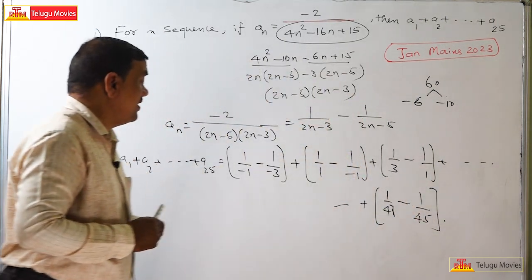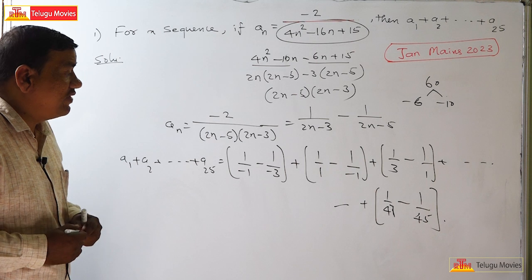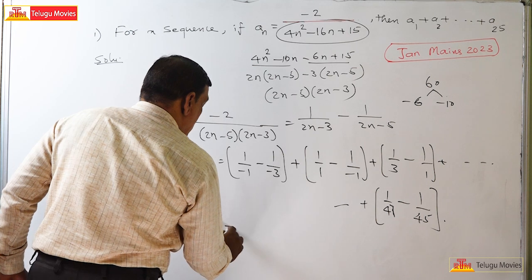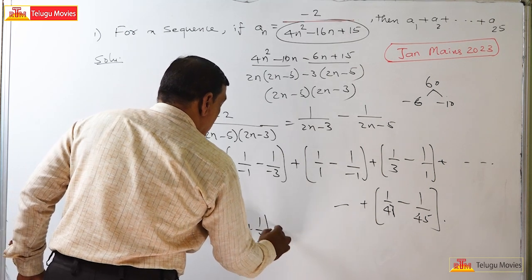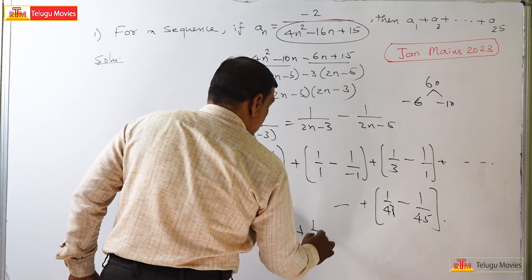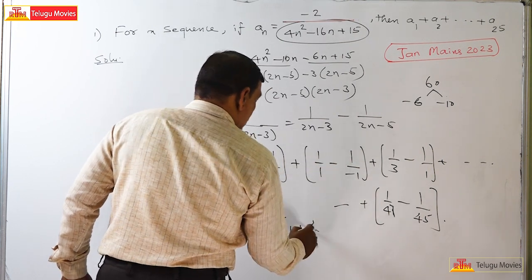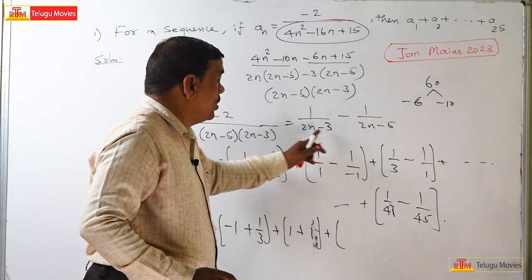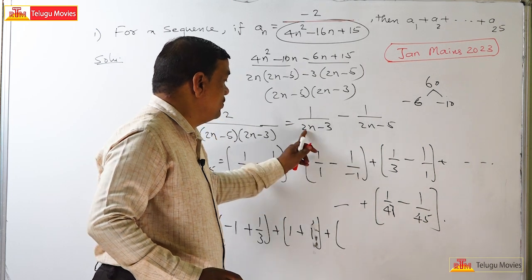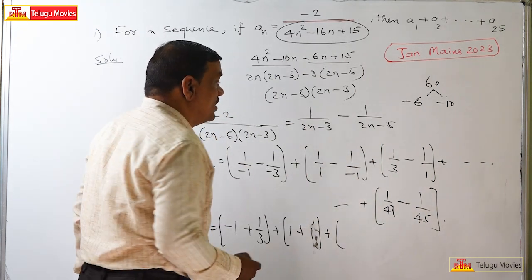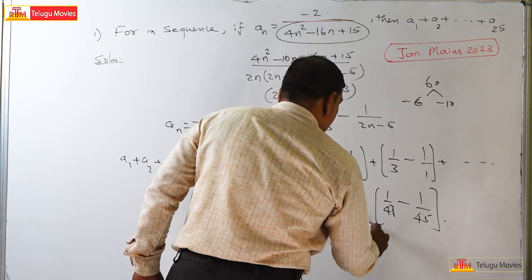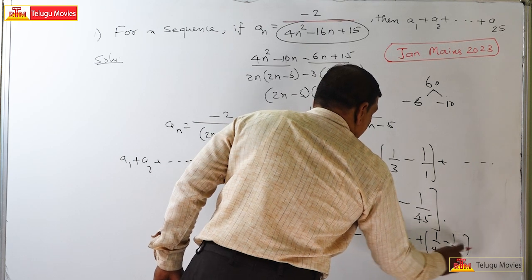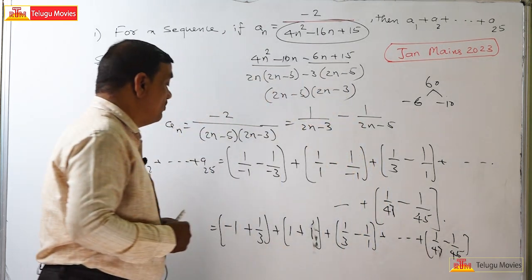Are there any more cancellations? Once again I will rewrite this. This is equal to (-1 + 1/3) + (1 + 1) and so on. So this is what we have substituted: 2 twos are 4, 4 minus 3 is 1. So this is equal to 1/3 minus 1/1 plus so on, plus 1/47 minus 1/45. Now, any more cancellations?